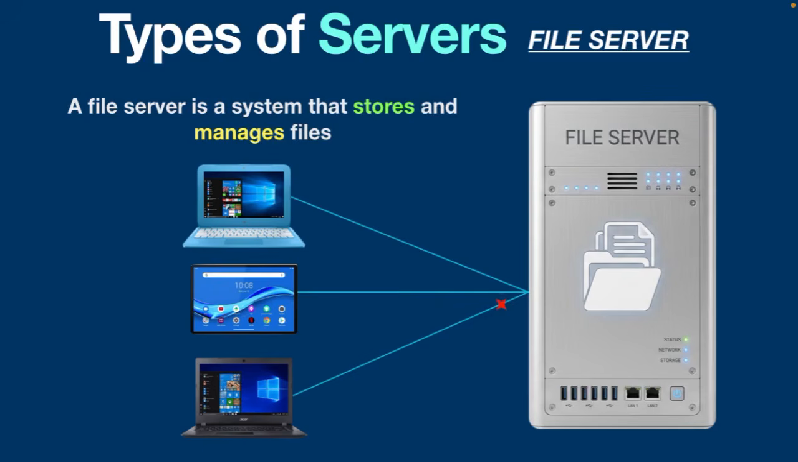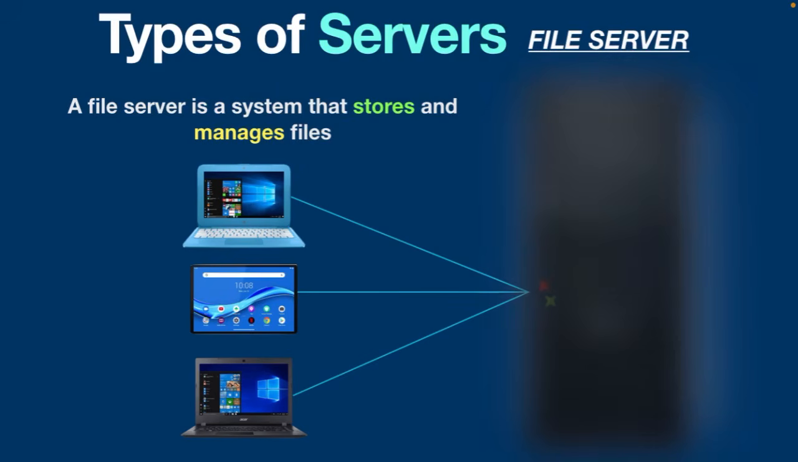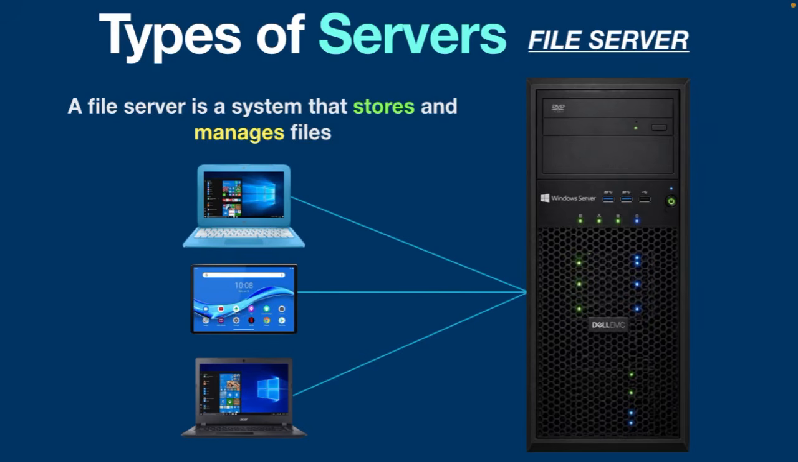File servers control permissions, so only authorized users can view or edit certain files. They also support backups to prevent data loss. A common example is a Windows server, which allows different devices to share files efficiently across a network. Mostly used in schools and offices where employees can access shared files from a central server.